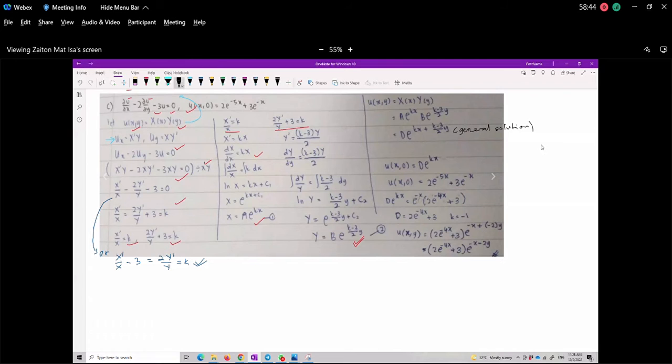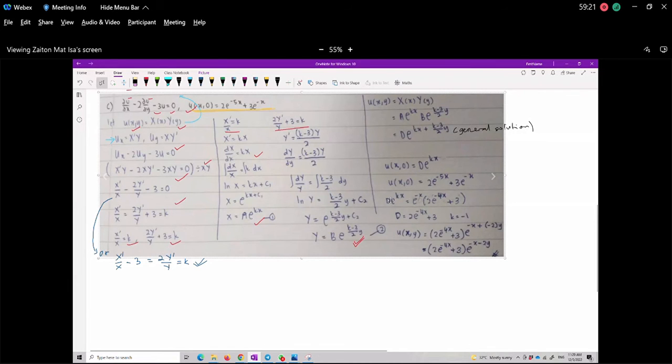Now, plug in the condition. Which one is the condition? This one. Ux0 equals to blah, blah, blah. Ux0 means that X is maintained, Y is replaced by 0. So if you replace Y by 0 over here, this term disappears. What remains is D e to the kx. And this one must equal 2 times e to the minus 5x plus. We substitute it here.